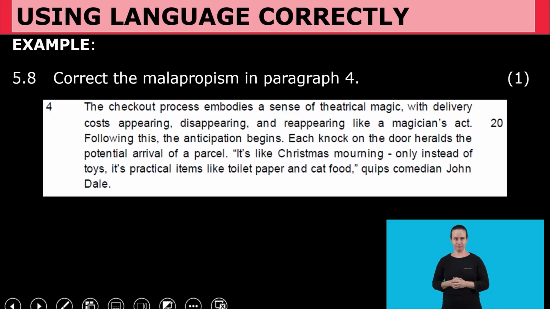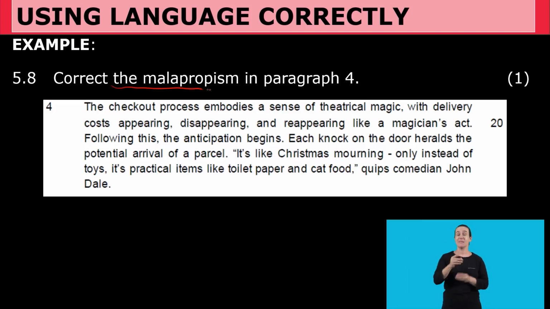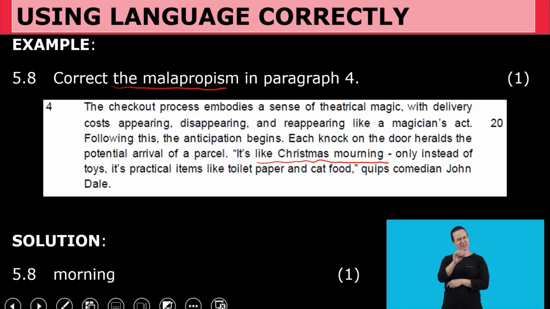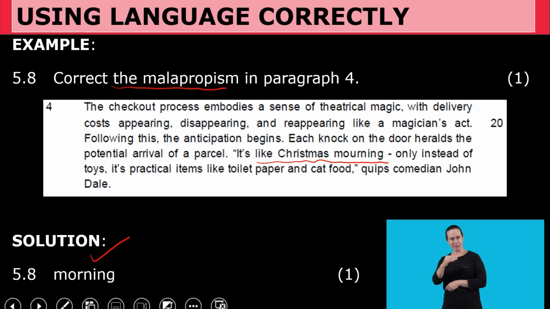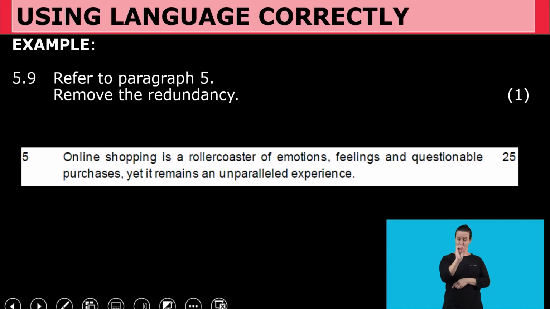Then the next question, question 5.8, correct the malapropism in paragraph 5. You're using your scanning skills and you find it here at the bottom of paragraph 4. It's like Christmas morning. That, of course, is the wrong morning. The correct morning is when the sun rises at the beginning of the day. This mourning meaning to grieve.